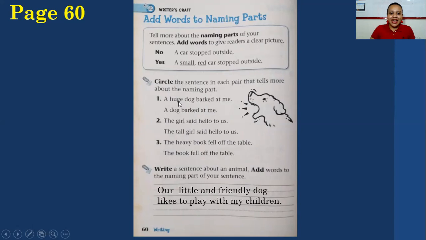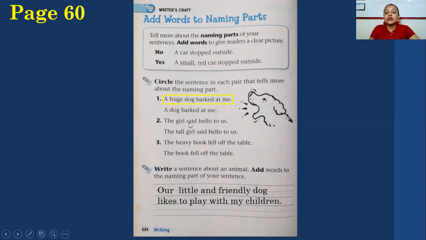Number one, a huge dog, huge, big, enormous. A huge dog barked at me. A dog barked at me. Which one is more specific for you or describes the subject better? Very good. The first one, a huge, big dog barked at me. Very good. Now you're understanding.